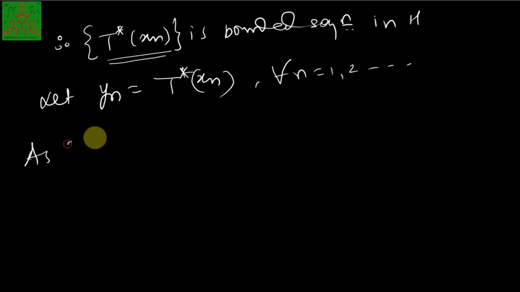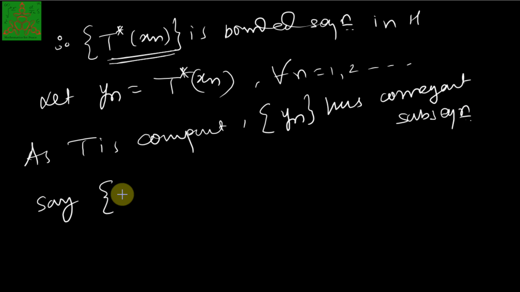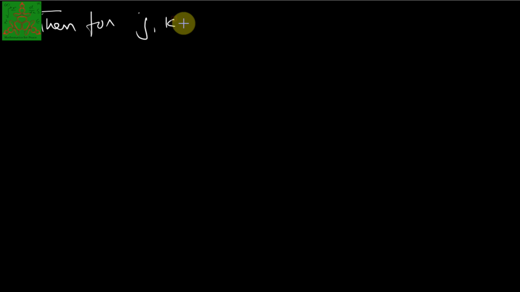What is given is that T is compact, so this Yn, because it is bounded, should have a convergent subsequence. So I can say that Yn has a convergent subsequence. Let us say that the convergent subsequence is T of y_nj, where j and k belong to N.